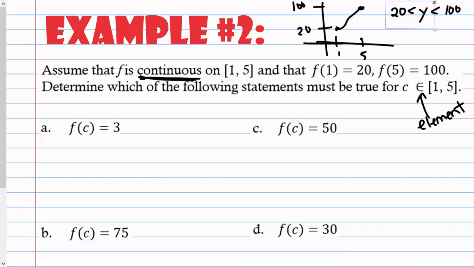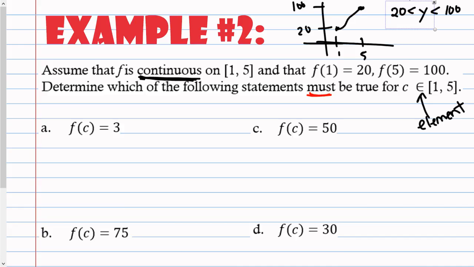It says determine which of the following statements must be true. Now this word is really important. Must means always. It is always true, not sometimes. Must is something that always happens. If it's only sometimes, or maybe, or a possibility, then it's not a must. This is not multiple choice, by the way, so we're going to go one by one.